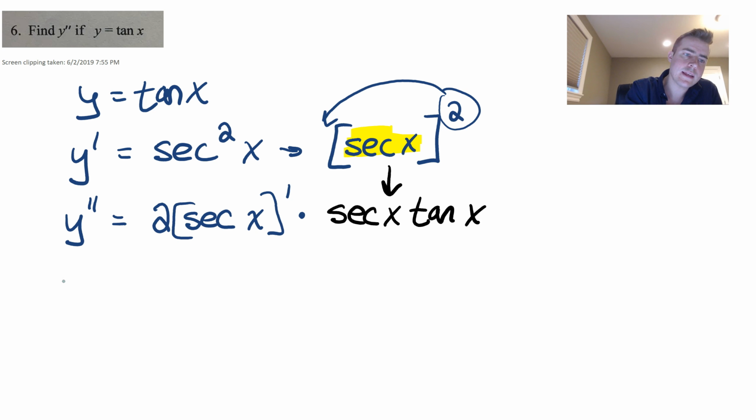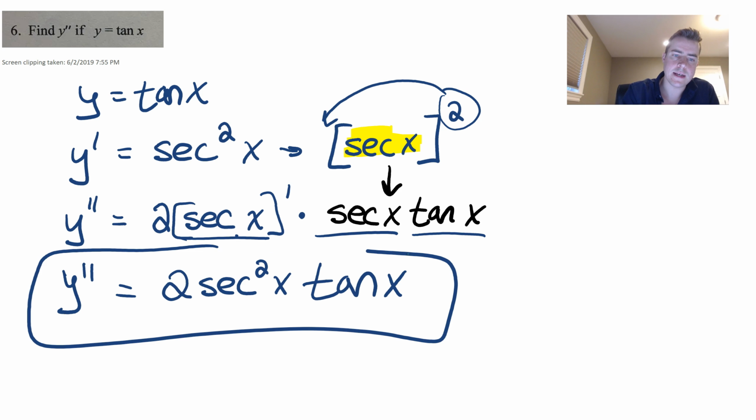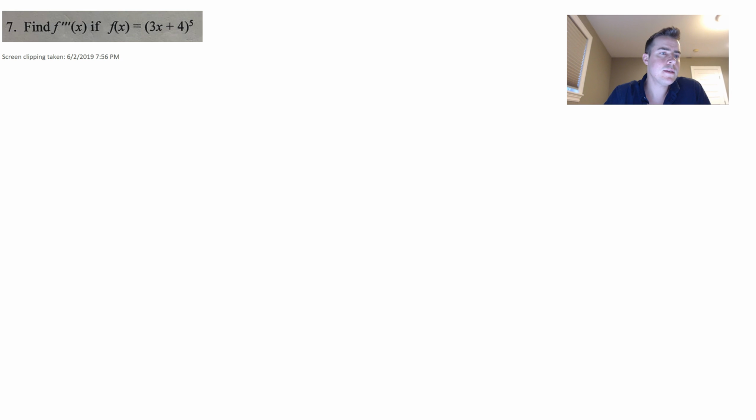So we can rewrite this thing then. The second derivative is 2 secant x times secant x. So if I took secant x times secant x, that's secant squared x times tan x. And that would be my second derivative here. All right, let's look at this one, 7.